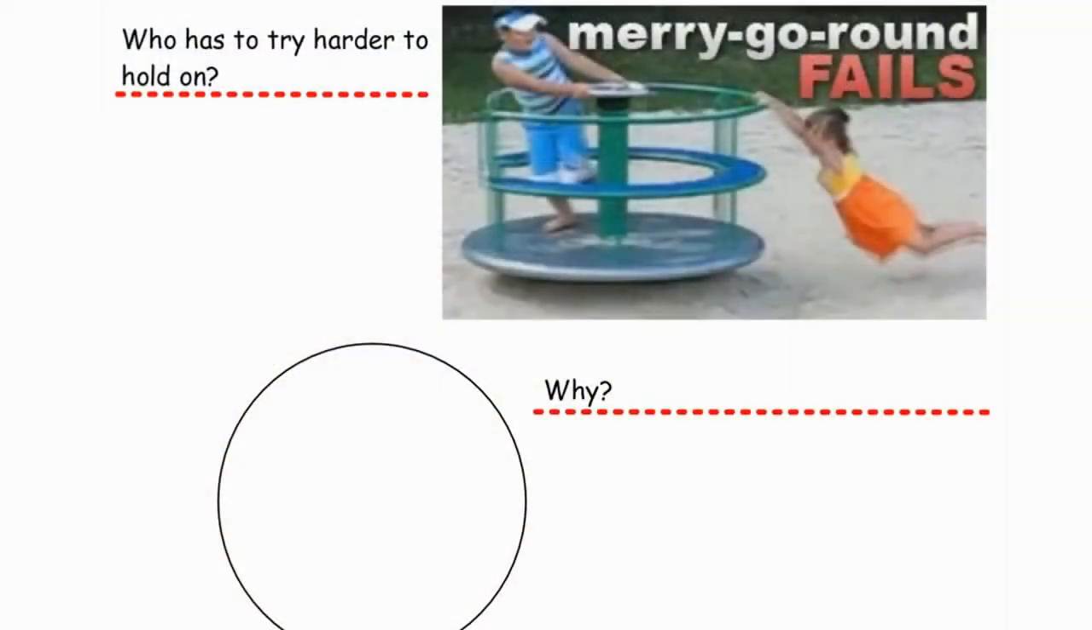That was a crazy video. And again, when we talk about who has to try harder to hold on, it gets back to Spider-Man and the Hulk. If you're on the outside, you have a larger tangential velocity than if you're on the inside. So you have greater inertia, and so you have to try a lot harder to hold on. Also, you need to match that centripetal force.